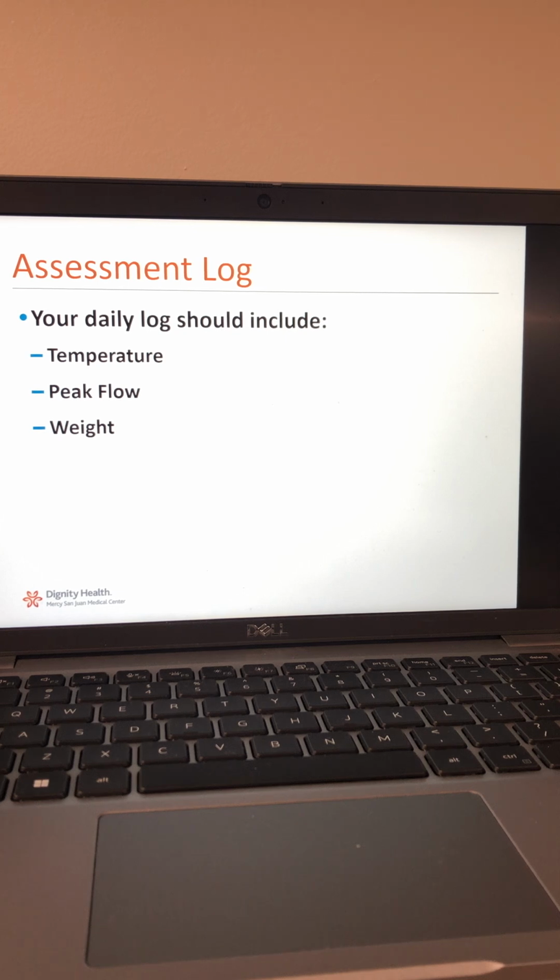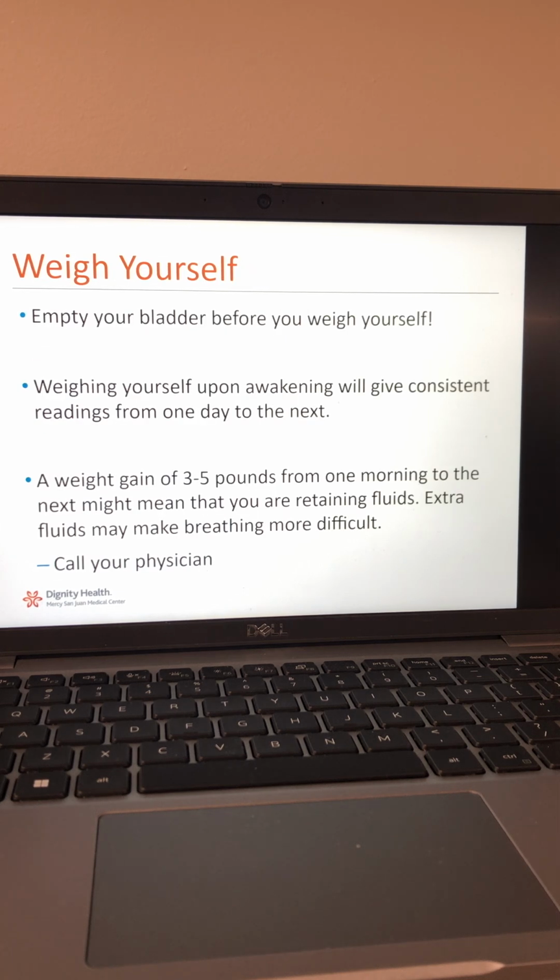Okay, so your assessment logs also include your weight. You want to empty your bladder before you weigh yourself. Weighing yourself upon awakening will give consistent readings from one day to the next. A weight gain of 3 to 5 pounds from one morning to the next might mean you're retaining fluid. Extra fluids can make your breathing more difficult. You're going to want to call your physician. That weight gain of that much overnight is never okay.